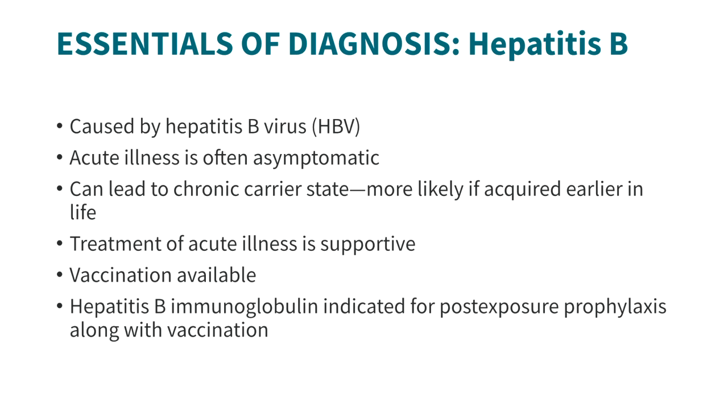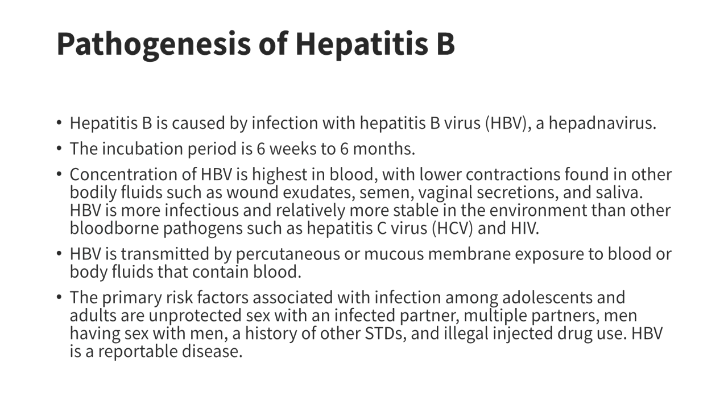Hepatitis B can develop into a chronic disease, and usually, as you know, it affects the liver. After an infection, the incubation can be from 6 weeks to 6 months. The concentration of the virus goes high in blood and can also be found in all body fluids, including semen, vaginal secretions, and saliva. And that's why hepatitis B can be a sexually transmitted disease.